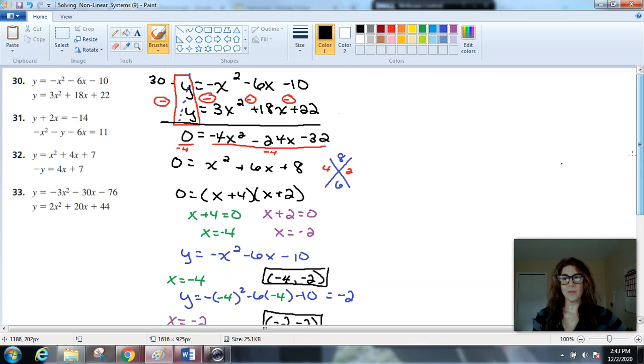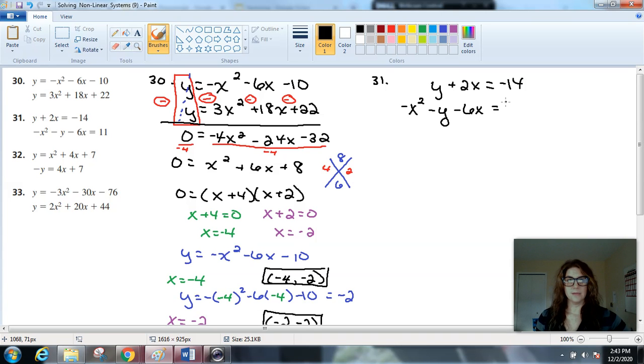Okay. So number 31. Now with 31, when I write this out, I'm going to make sure I line up things carefully. So the first equation is y plus 2x equals -14. So I'm going to take the second equation and make sure things line up underneath where they should. So a -x squared, I have nothing on top to line it up with, so that's okay. A -y, I'm going to line it up with the y on the top. And then I have a -6x that I'm going to line up with the 2x underneath it, and then equals 11.